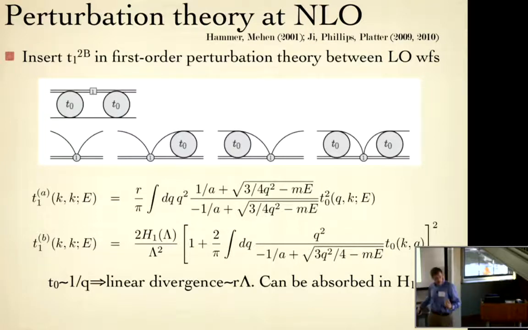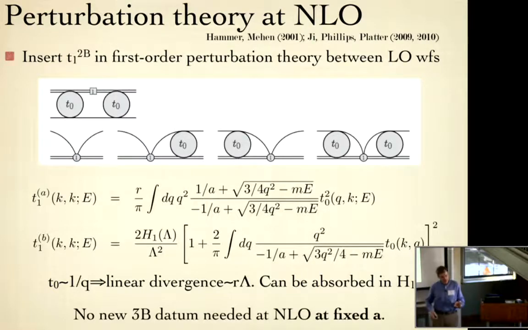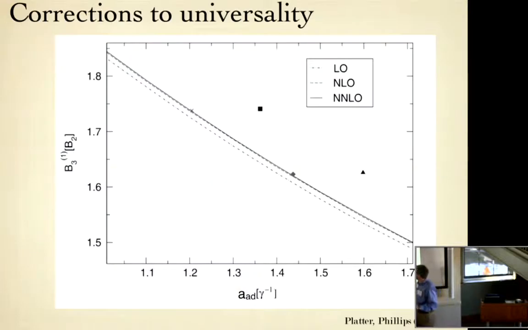You might think this means that there's another parameter in the theory, but it's not so. Well, there is another parameter, but it's the combination of H0 and the range times H1, which you're going to fix from your one three-body datum. So there is no additional three-body datum needed at next to leading order as long as you work at fixed scattering length. This is the conclusion from this analysis of next to leading order. There should be a prediction for the next to leading order shift as long as you work at fixed scattering length. So in 2006, Lucas Platter and I analyzed this for the helium-4 correlation lines.